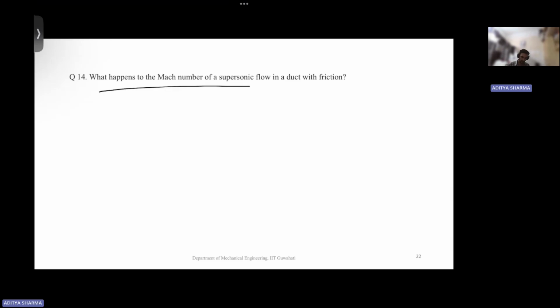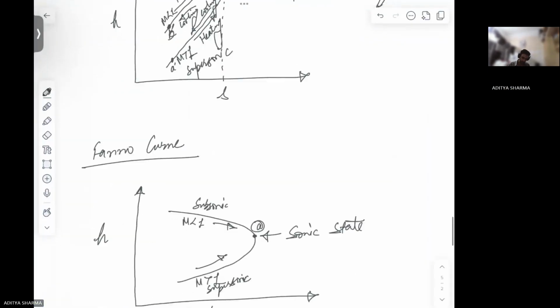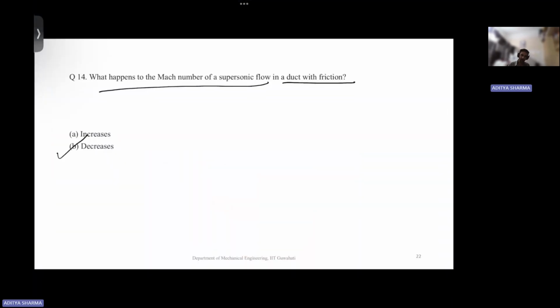What happens to Mach number of supersonic flow in a duct with friction? So your Mach number decreases. We have seen in the Fano curve, as we keep on increasing the length of the duct, its friction is going to increase. Frictional effects are going to increase, which eventually will decrease the Mach number.